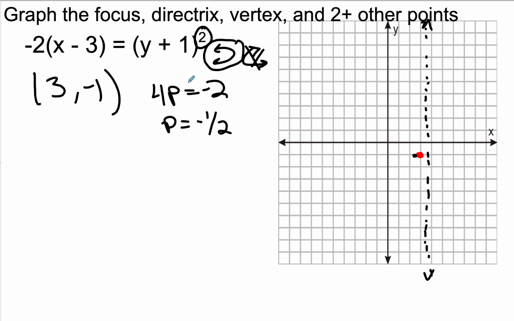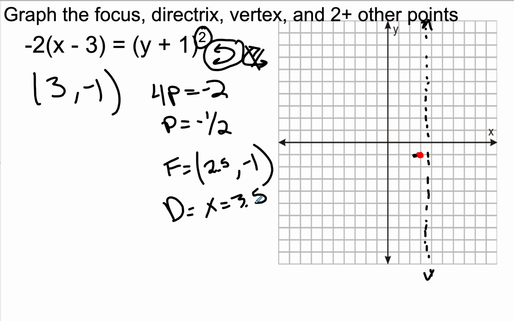So let's do out our formulas here. Focus is same y. X is going to be 2.5. Directrix, x is equal to, let's see, it's going to be 3.5. Focus and directrix. Now let's do our vertex. We got that. 2 other points. So again, 2, very nice. I'm going to shoot for 4.